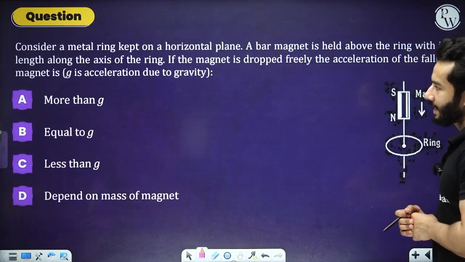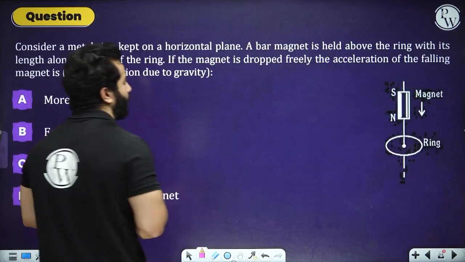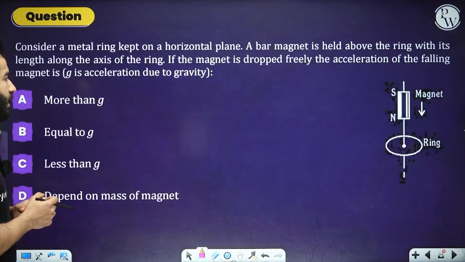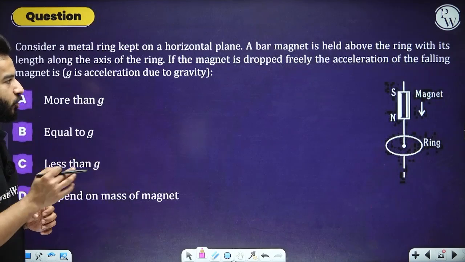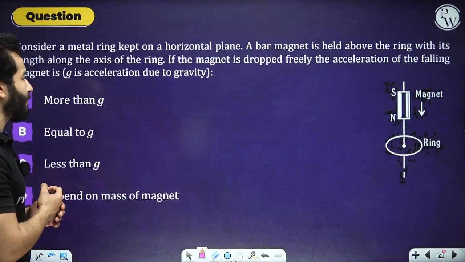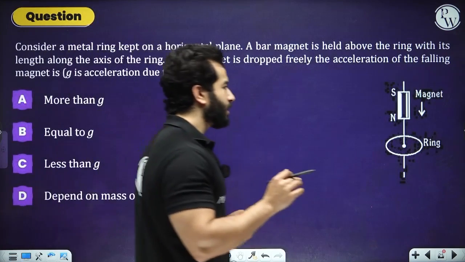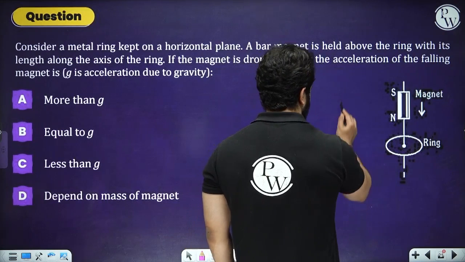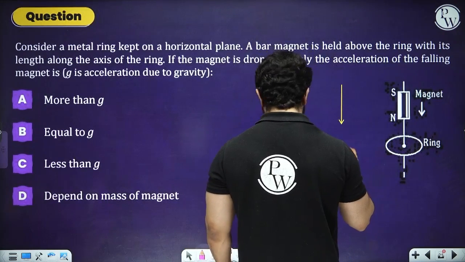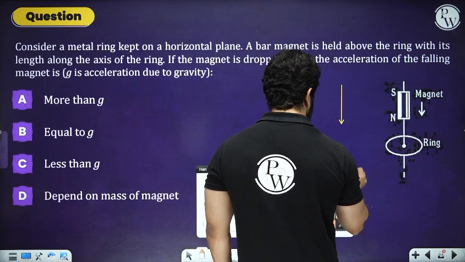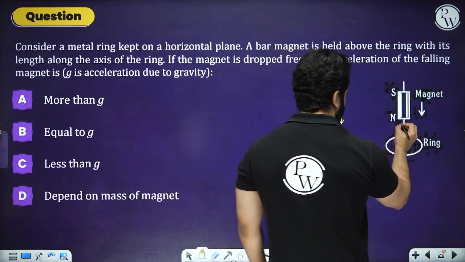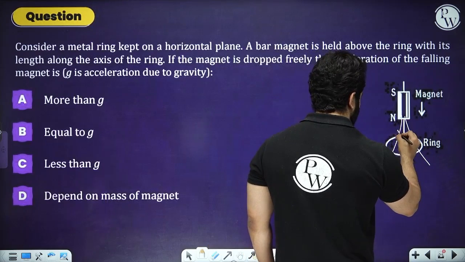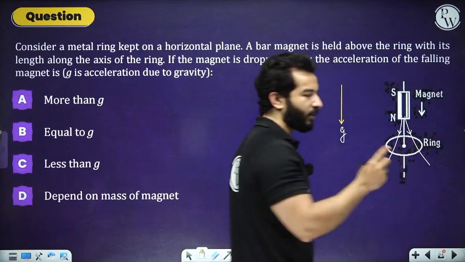Now let's see this one. Consider a metal ring kept on a horizontal plane. A bar magnet is held above the ring with its length along the axis of the ring. If the magnet is dropped freely, the acceleration of the falling magnet is a very typical type of problem. See, when there is no ring, it would have fallen with an acceleration of g, right? But because now there is magnetic flux linking with this ring, and continuously this magnetic flux is changing.